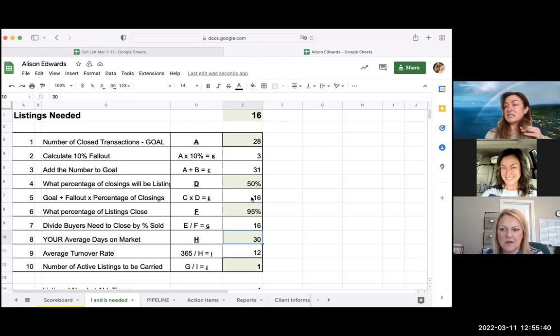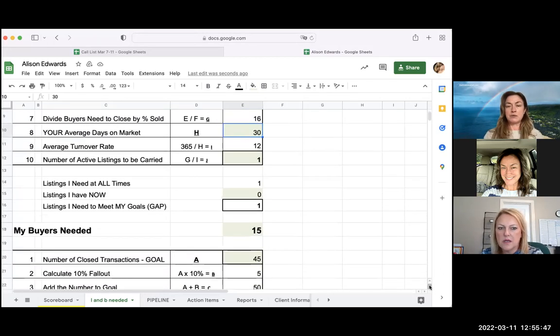And of the 16, all are going to sell. And you're going to need 1 active listing, meaning it's not pending, it's not coming soon, it's actively on the market at all times. How many listings do you currently have? 0 active, 3 coming. Right on. So right now we have a gap of 1. Okay.